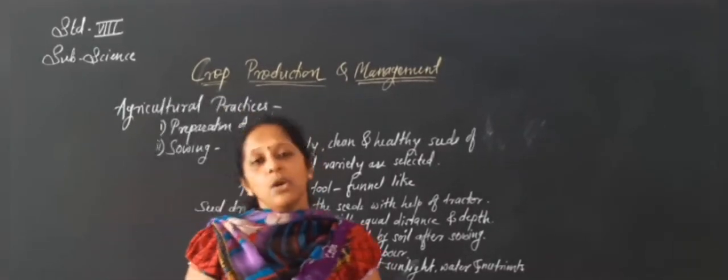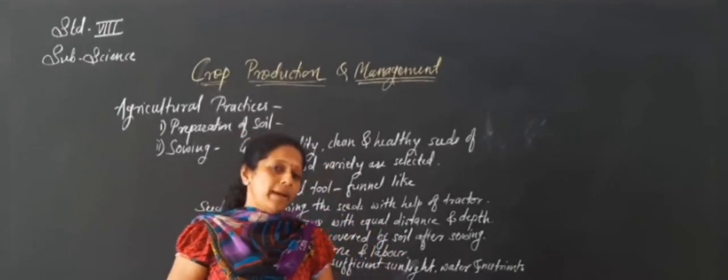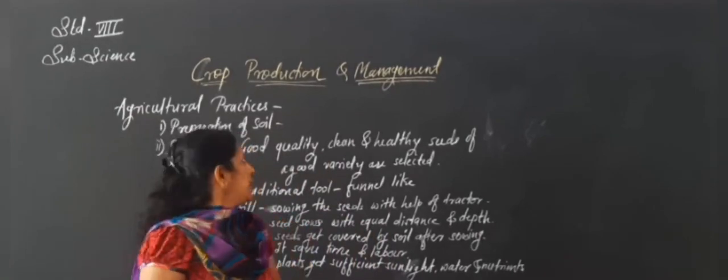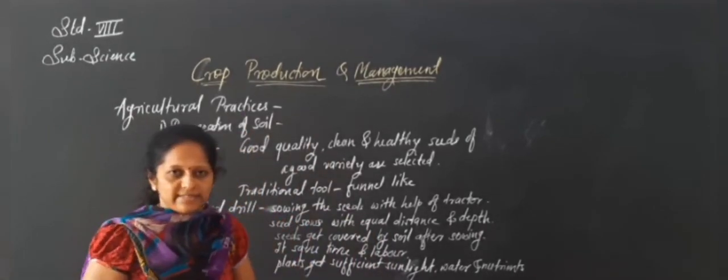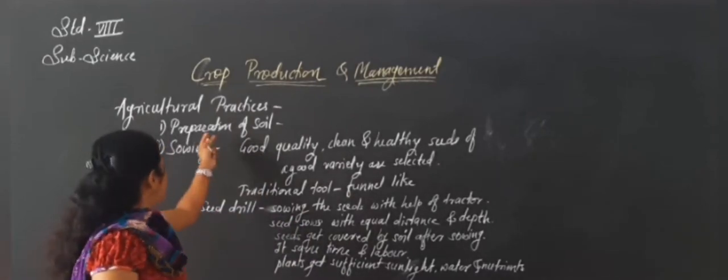In the first session we learnt about the crops and types of crop, like kharif crop and rabi crop. In the next session we learnt about agricultural practices. What are the agricultural practices? There are different steps, like preparation of soil.